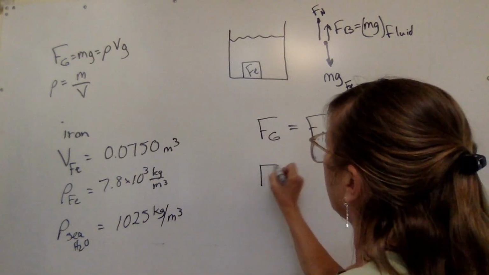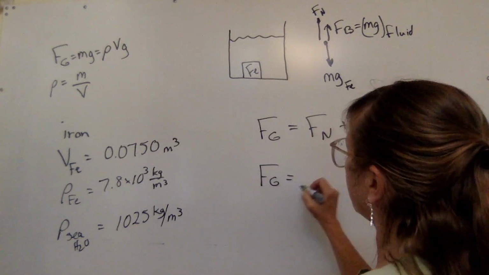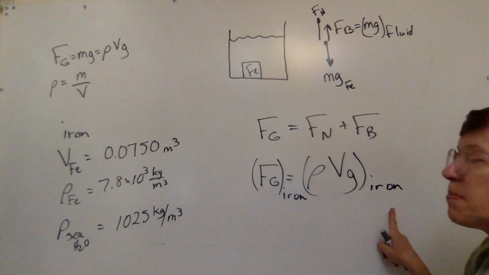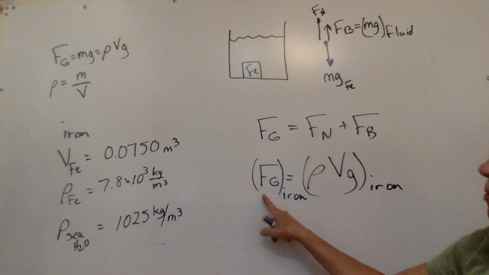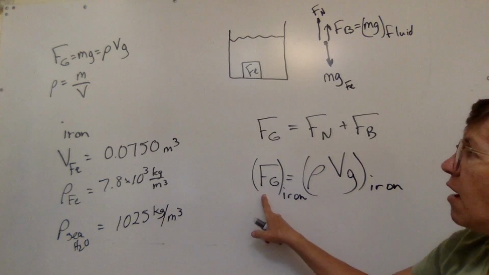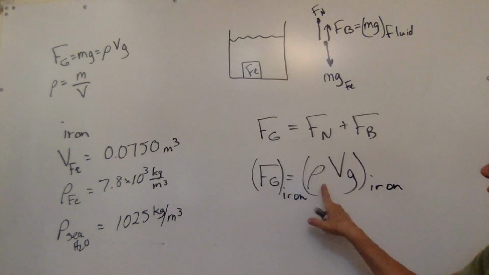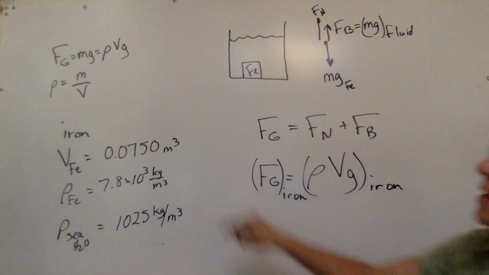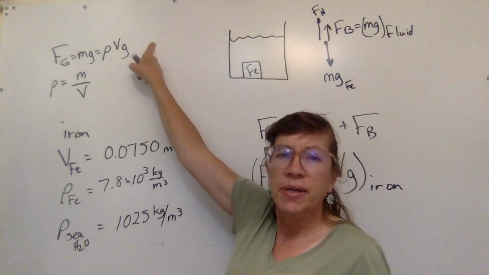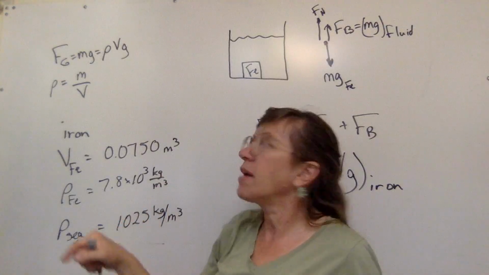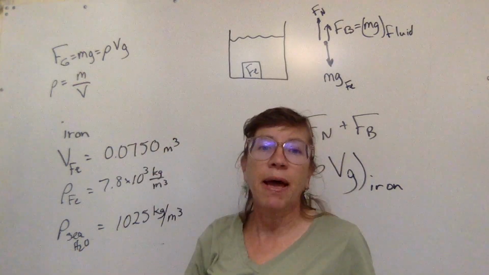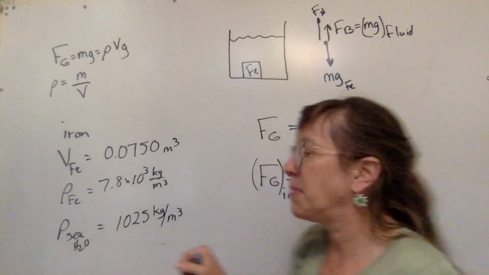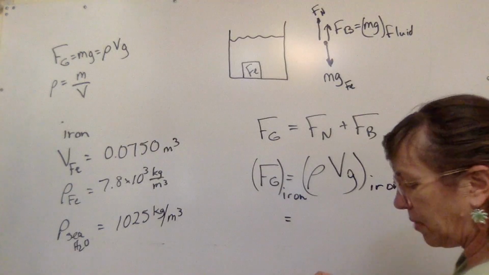So let's do that. Force of gravity equals, so this is going to be the iron. I put these subscripts in here because many times people will mess up. They will be thinking, I'm going to find the force of gravity of the displaced fluid or the buoyant force, and they'll mix up the densities. You've got to be sure to keep these straight because this formula works for both the buoyant force and the force of gravity. When you're talking about the buoyant force, the density had better be that of the fluid. When you're talking about the force of gravity, the density needs to be that of the solid.